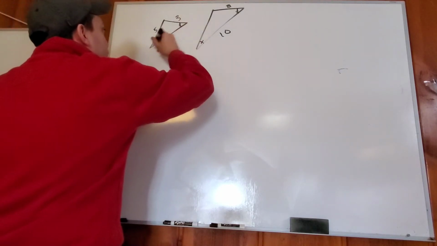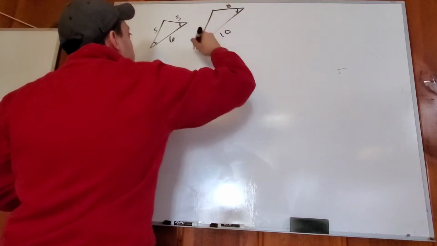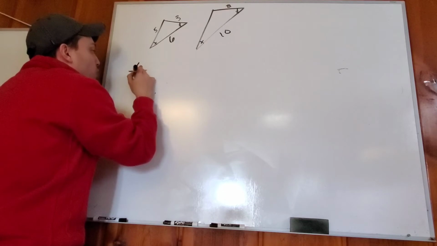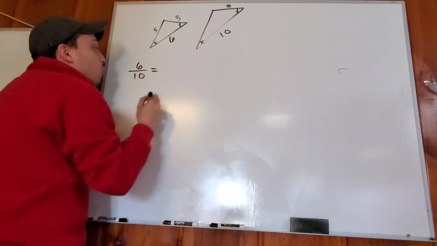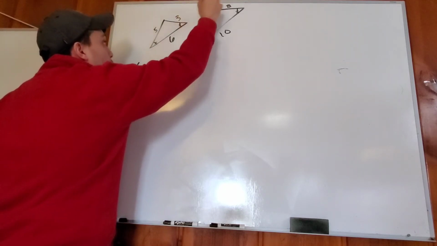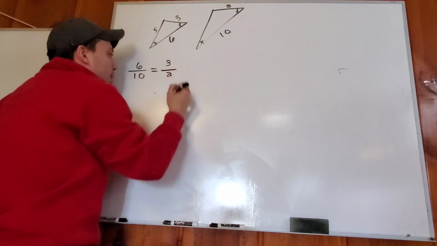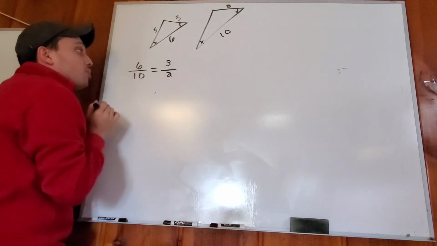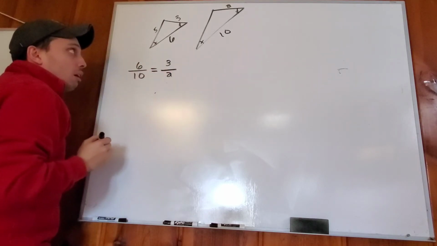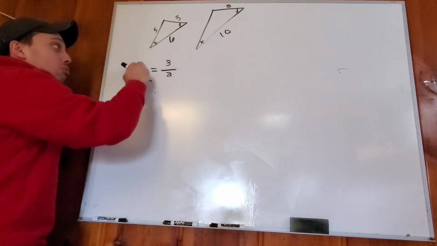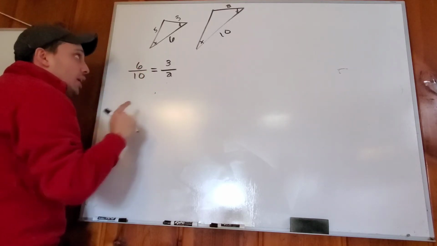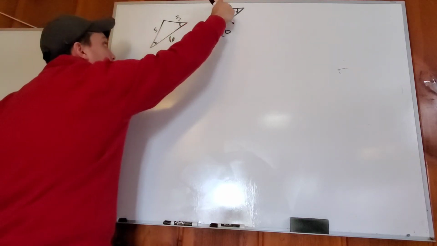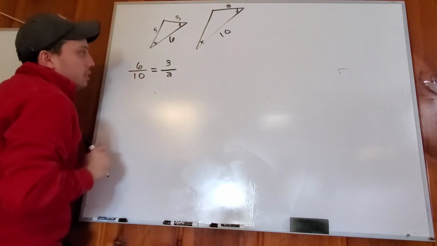So this side 6 is corresponding to this side 10, and so I'm going to put 6 over 10 as a ratio, and then I'm going to make it equal to 3 over A. Now, why does this make sense? It makes sense because 6 and 3 are in the same triangle, and 10 and A are in the same triangle. Now, 6 and 10 are corresponding sides in similar triangles, and 3 and A are corresponding sides in similar triangles.